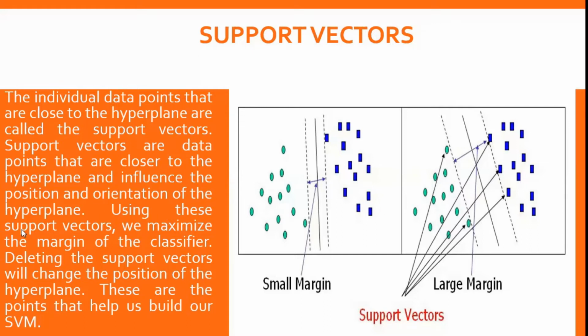That's what he's talking about. Using the support vectors, we maximize the margin of the classifier. Let me explain this point. Deleting the support vectors, if you delete these vectors, will change the position of the hyperplane. Automatically the hyperplane changes. So these are the points that help us to build the SVMs.